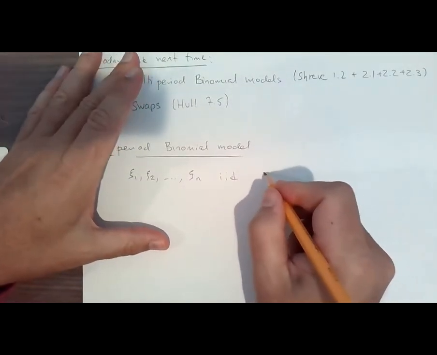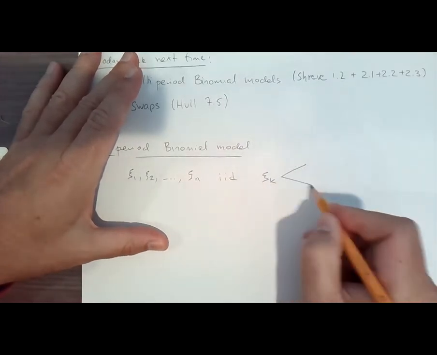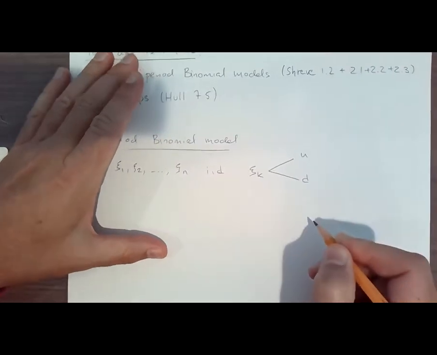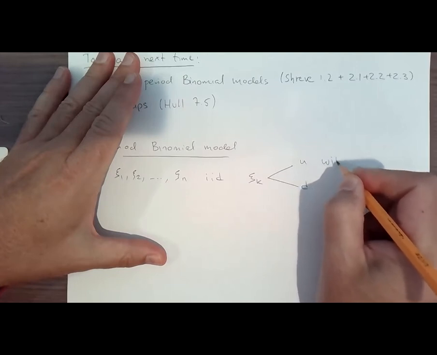So what does that mean? Well, psi k can take on 2 values. It can go up to u, and it can go down to d. It goes up to u with probability p.